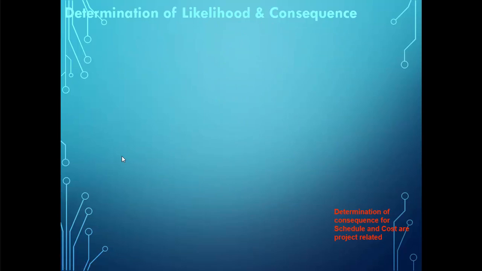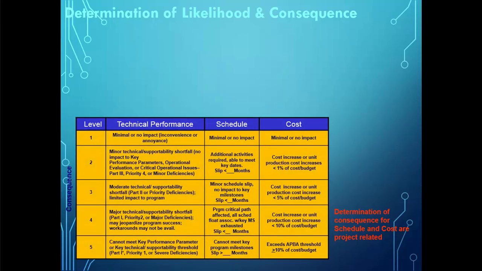This slide explains the likelihood and the consequence criteria that is used to judge where to position the risk in the matrix. So for example, this table here shows the different levels and the technical performance and then their effect on the schedule and the cost, and that's why they are ranked from 1 to 5.